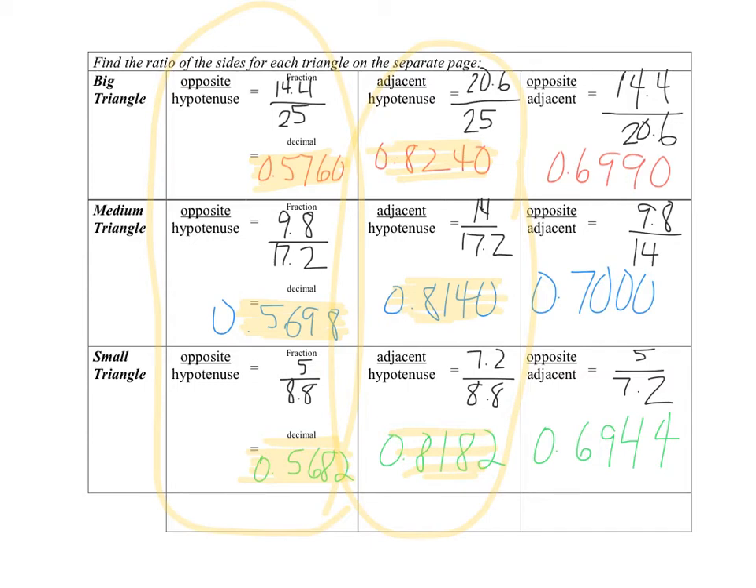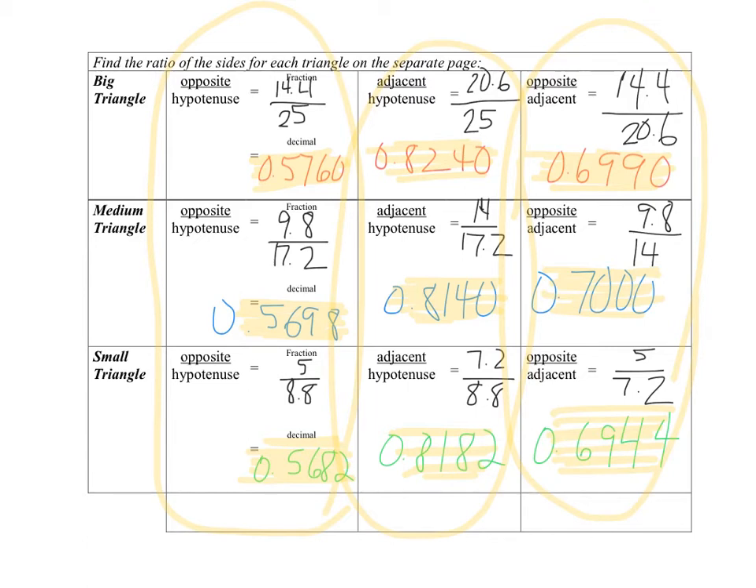And then look at the final column. So we've got the opposite over adjacent, looking at these three numbers. Again, very, very close. If I rounded to the nearest hundredth, I would get 0.70 for the first one, 0.70 for this one, and 0.69 on that one. But very close. Okay, so again, what does all of this mean and how is it helpful?